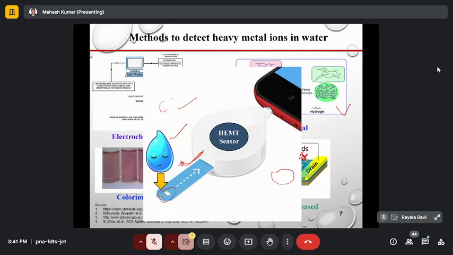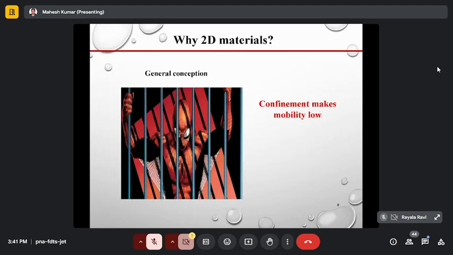So here we can use high electron mobility transistor based devices, and then we can do these measurements. Now, to functionalize these materials, we have to use some materials that can absorb these heavy metal ions, and that should be selective. Suppose we are using any material, we have to see how the interaction is happening between the heavy metal ions and the functionalized layer.